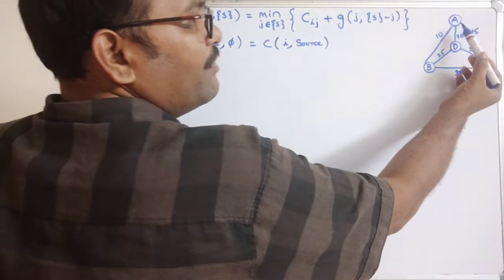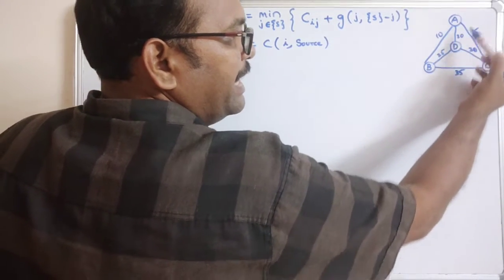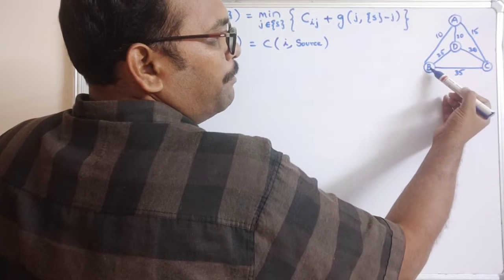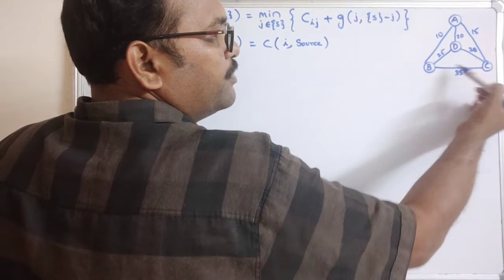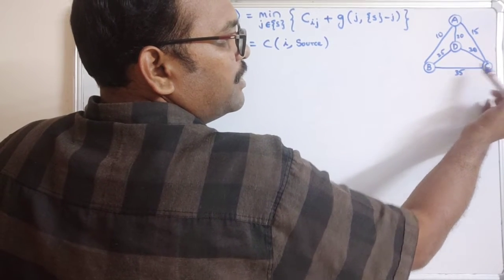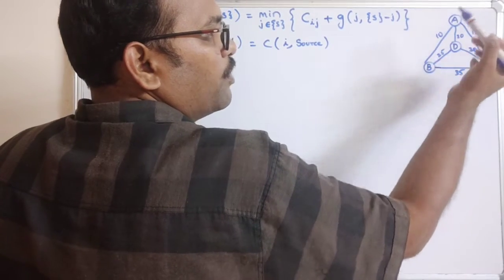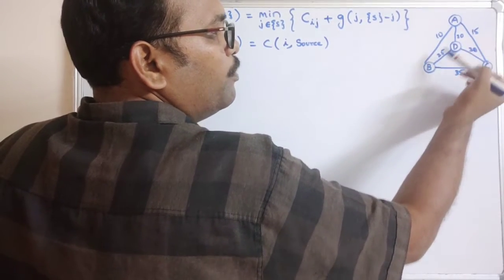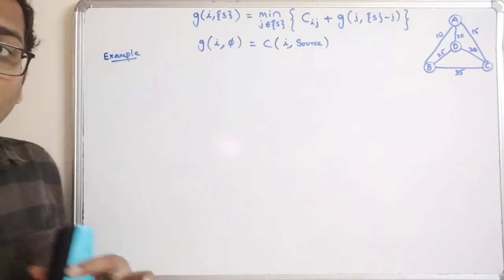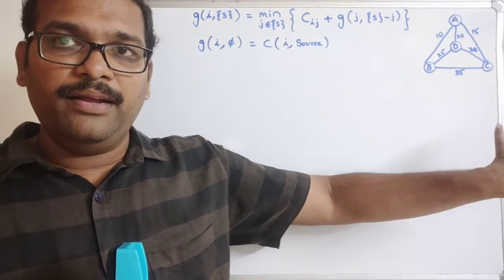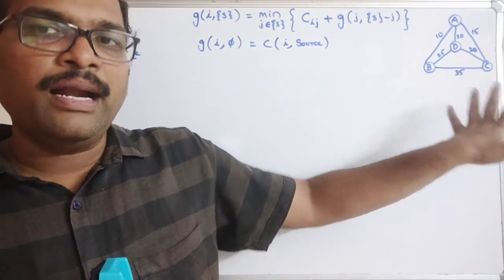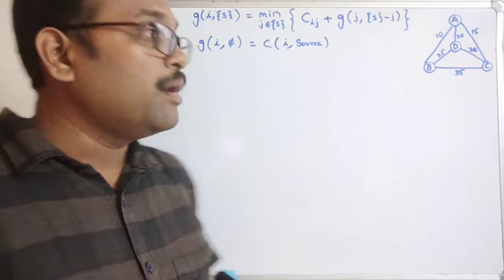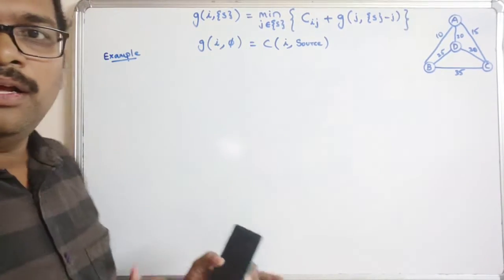So A is having an edge from A to B, D and C, right? From B to A, B to D, B to C, okay? C to B, C to D and C to A, okay? D to A, D to B, D to C, yes. So this graph is a complete weighted undirected graph. Now we have to solve the problem.